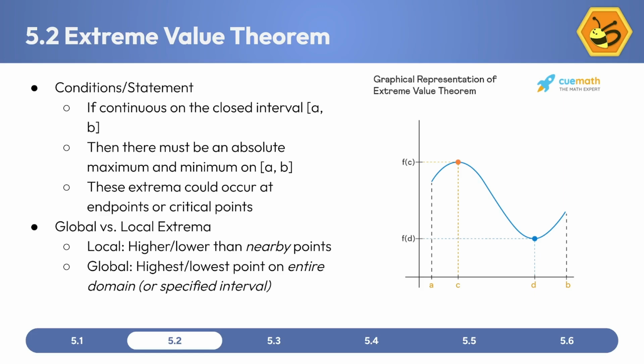Yeah, it's not too bad. I think there's only two tests for max and mins. Right, so the opposite would be our local, also known as relative extrema. So these are max and mins, but they are just higher or lower than nearby points.